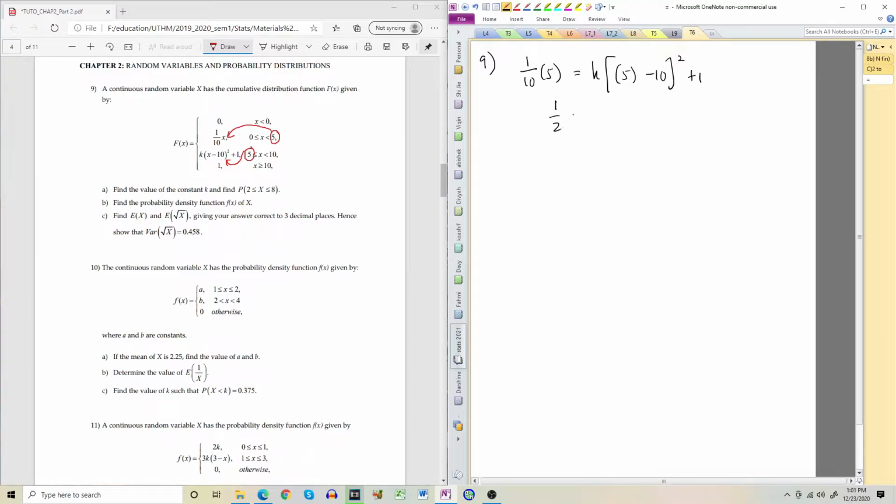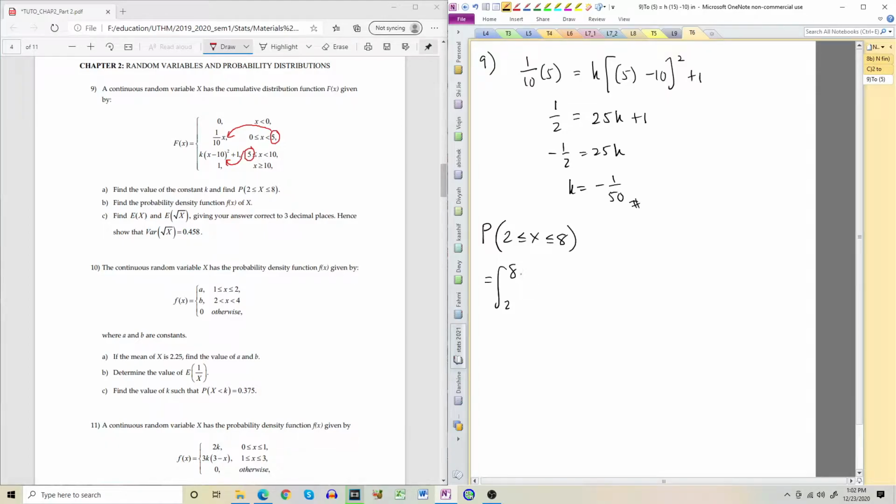solve this. 1 over 2 is 25k plus 1. So if you solve this, k is negative 1 over 50. And if you want to find the probability from 2 to 8, that would be integrating the function from 2 to 8.